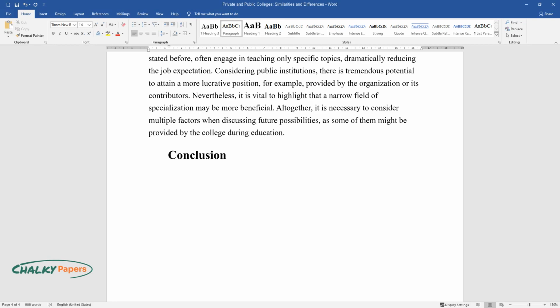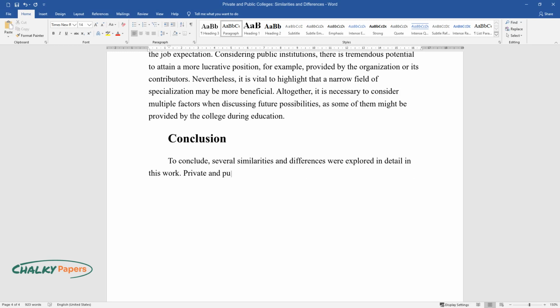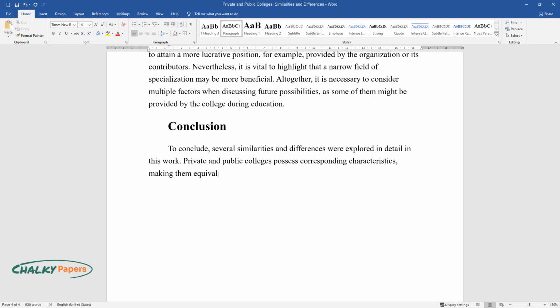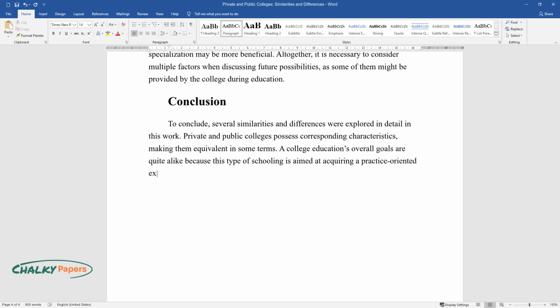Conclusion. To conclude, several similarities and differences were explored in detail in this work. Private and public colleges possess corresponding characteristics, making them equivalent in some terms. A college education's overall goals are quite alike because this type of schooling is aimed at acquiring a practice-oriented experience during a particular amount of time.